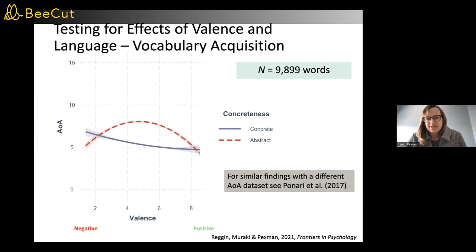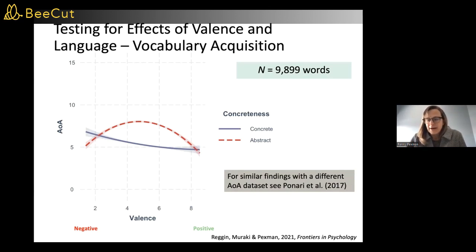So the gist of it is that we've got, again, age of acquisition, the grade at which the word is acquired, on the y-axis. Valence is across the bottom. Valence is a bimodal dimension. Negative is low, positive is high, neutral is in the middle. And what you see for concrete, the blue line, is that in general there's a slight tendency for positive concrete meanings to be acquired earlier than negative concrete meanings, but it's slight.